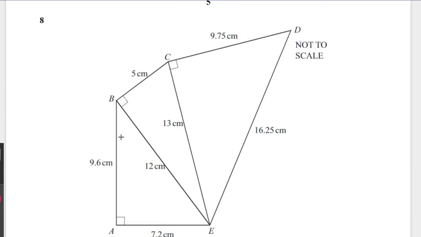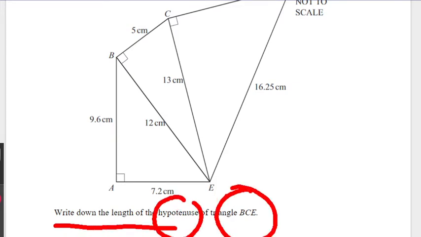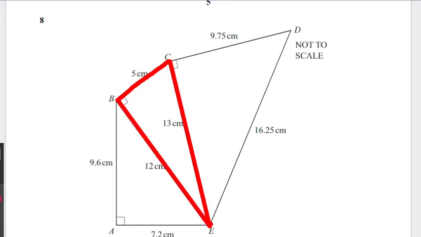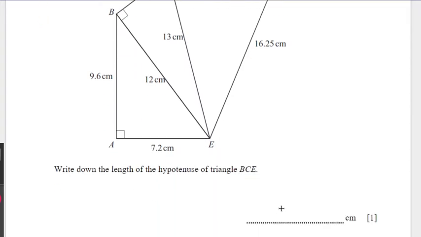We have 3 triangles here. Let's see what the question is. Write down the length of the hypotenuse of triangle BCE. So let's highlight where triangle BCE is. This triangle is a right angle triangle, so we can read where the hypotenuse is. The one opposite to 90 degrees is your hypotenuse. So therefore, this is 13 centimeters. Simple as that. Therefore the hypotenuse of BCE is 13, so we write here 13.